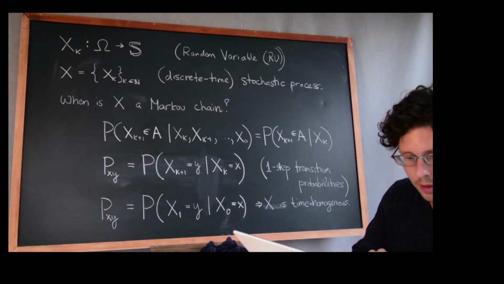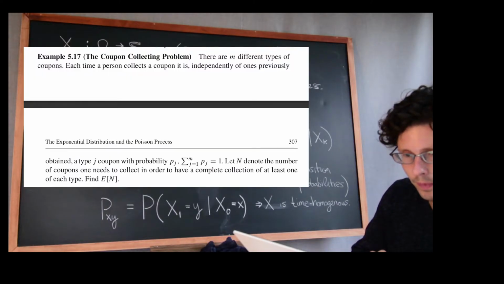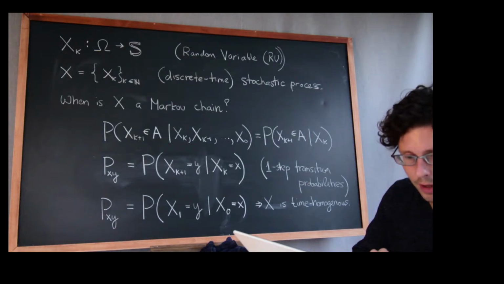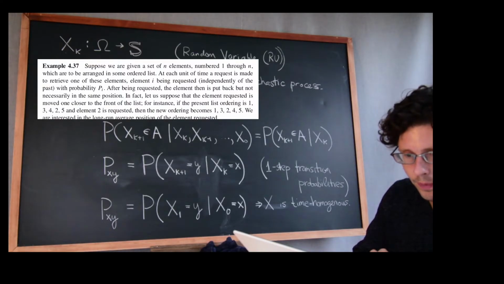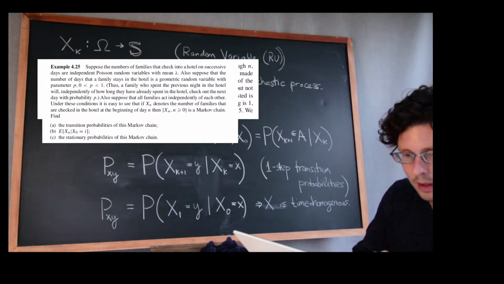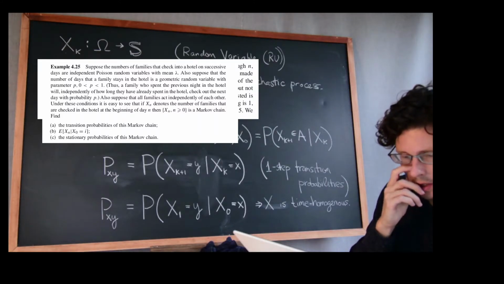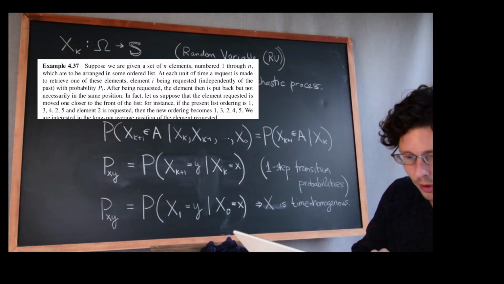Let's see what else. What's this one? The coupon collecting problem. Definitely, this is from chapter 5, and I'll mention it later in lecture. So that's a chapter 5 example. Let's see if there are any more in chapter 4. This one, 4.37, is a good one to know about. And this one, 4.25. So there are quite a few problems to look at.